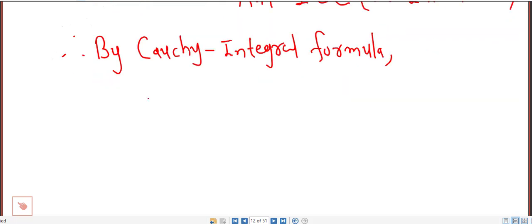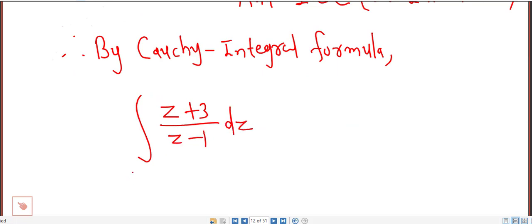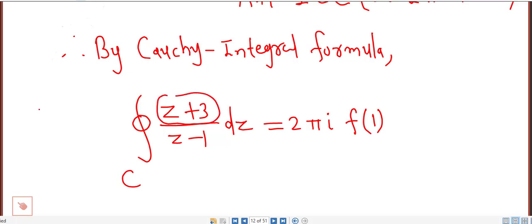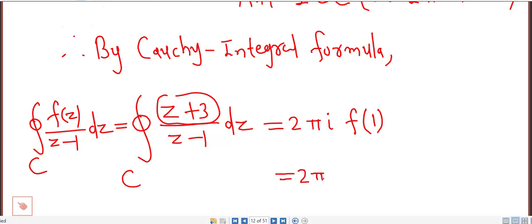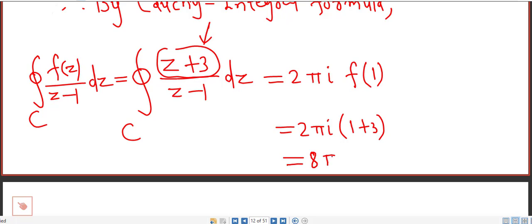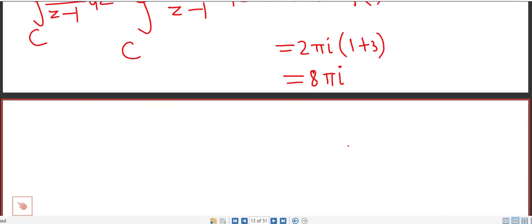By Cauchy integral formula, the integral of z plus 3 divided by z minus 1 over closed contour C will be equal to 2 pi i times the value of f of z at z equal to 1. Here we can write one more step. We have f of z divided by z minus 1, f of z is z plus 3. So we find the value of z plus 3 at z equal to 1. It is nothing but 2 pi i times 4. So the value of the given complex integral is 8 pi i.